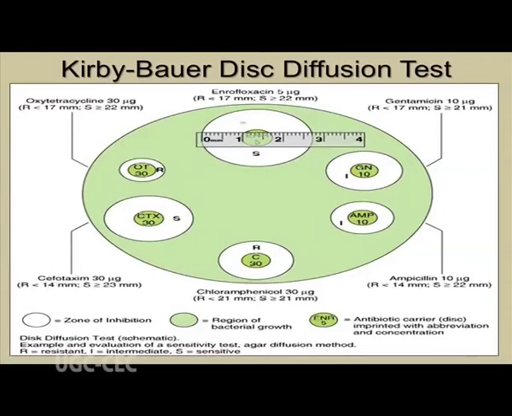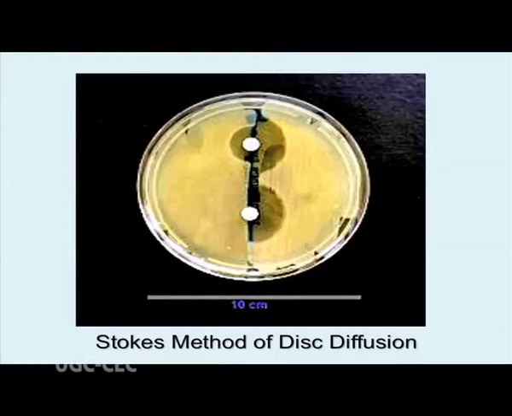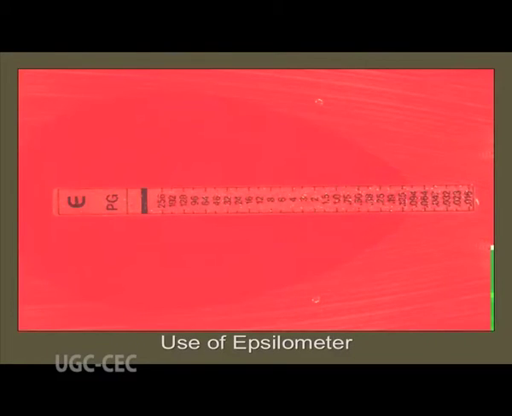The assay systems for antibiotic bioassay include the Kirby-Bauer disc diffusion test, the Stokes method of diffusion, the agar dilution method, and the E-test, the epsilometer test.